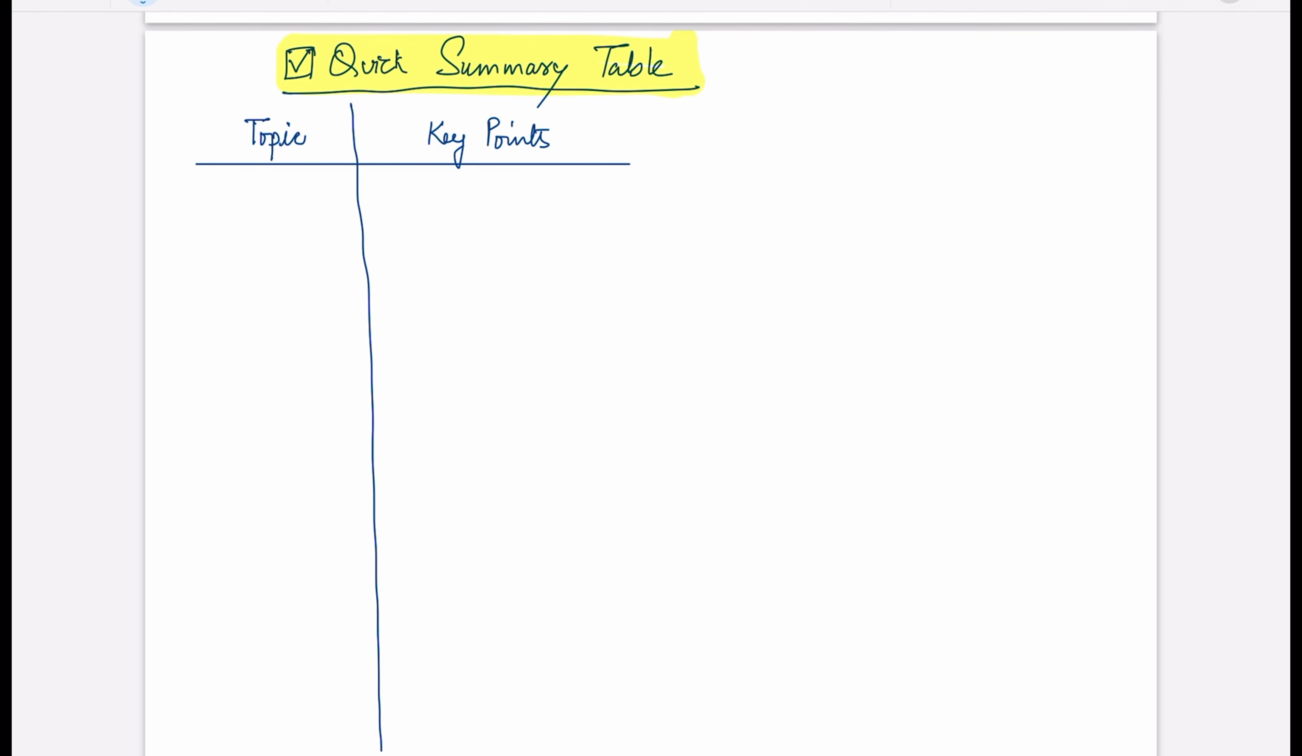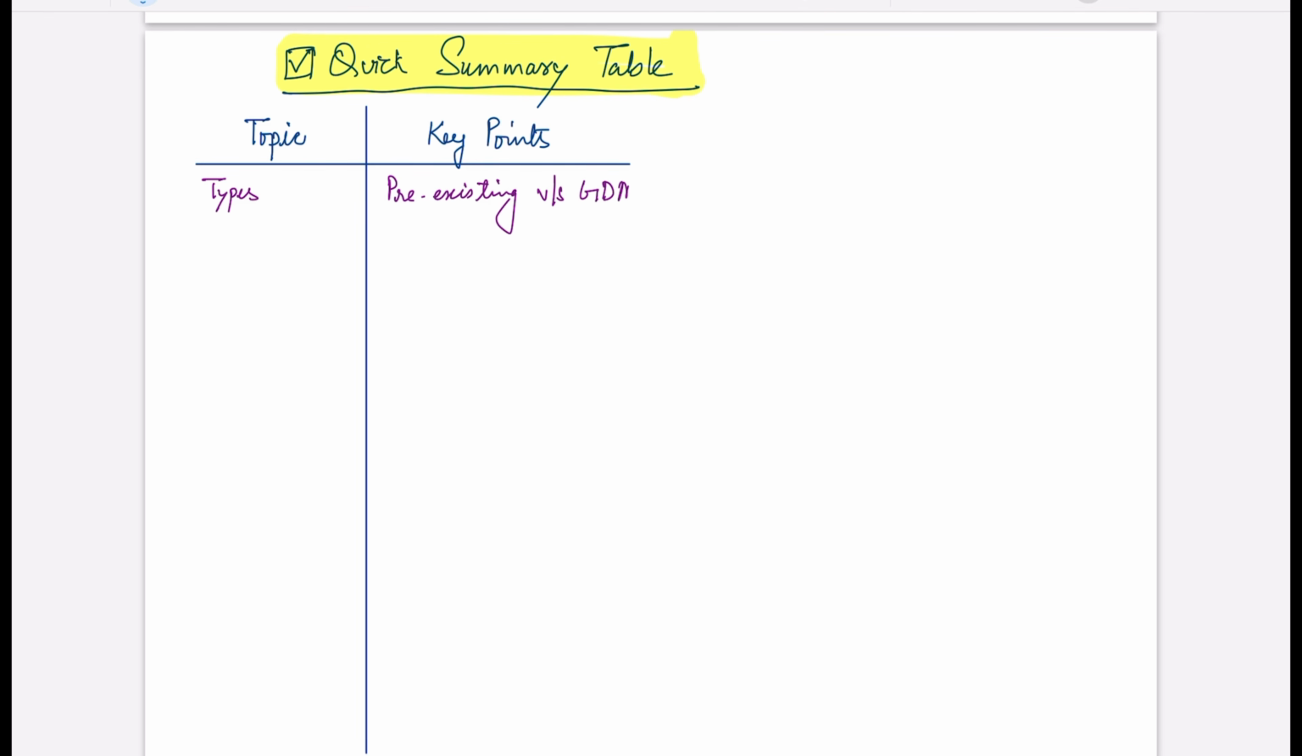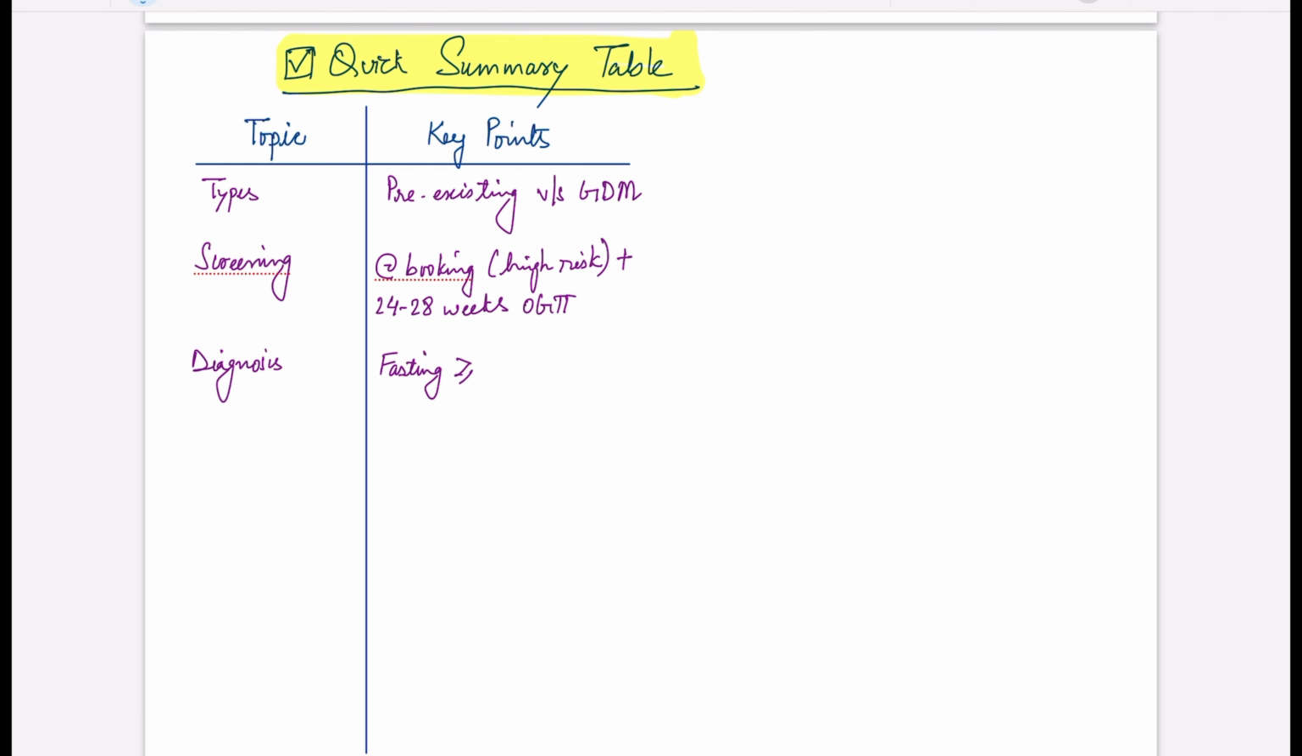So dear friends, we have come to the quick summary table towards the end. So let us understand what we discussed and the pointers. Those are high yield for this topic. The first is the type. The patient may have pre-existing versus GDM. We have to do screening at booking. If we have high-risk patients, do it with OGTT test. And for diagnosis, remember, fasting should be more than 5.6 or the 2-hour postprandial is more than 7.8.